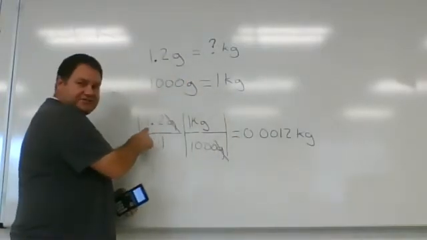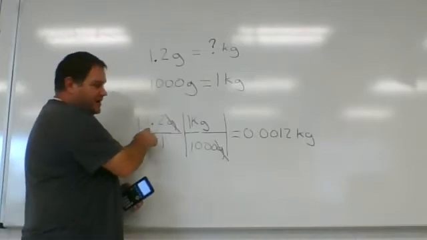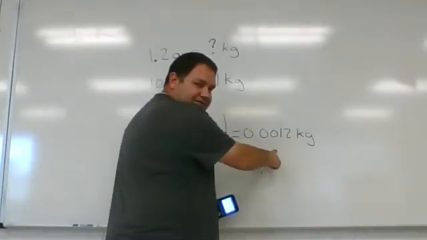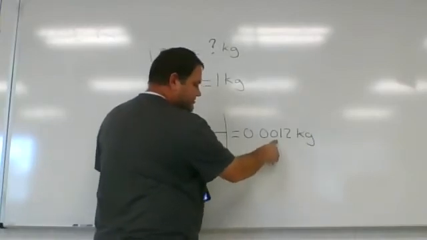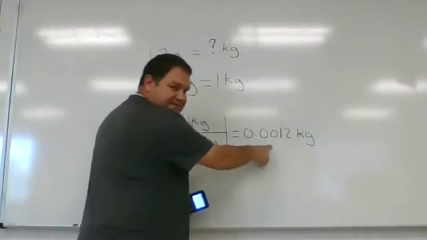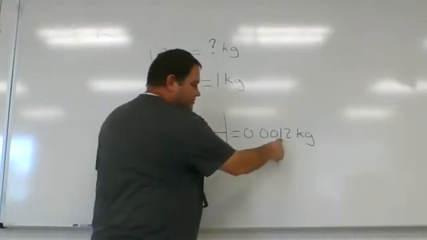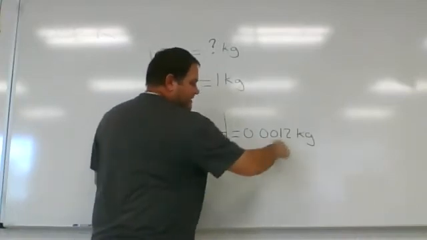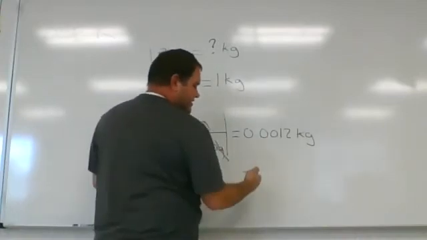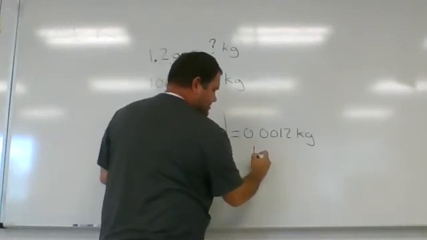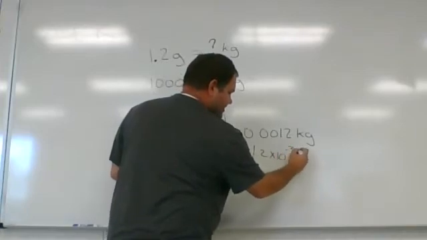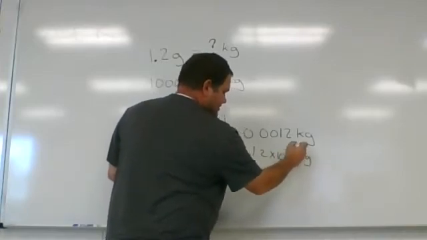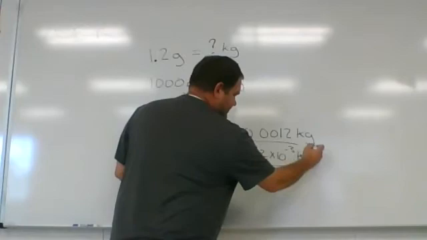So if I have 2 significant figures here, I've got to end up with 2 significant figures here, which I do. These zeros are just placeholders. They are not significant because they come at the beginning of our number, okay? So I can leave it like this, or I can go ahead and put it in scientific notation of 1.2 times 10 to the minus 3 kilograms. And that's my final answer.